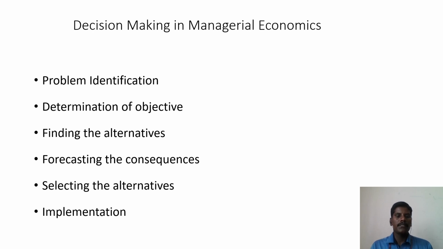The second one is determining the objective, and the third one is finding the alternatives, forecasting the consequences and opportunities of such alternatives, and selecting the best alternative to implement. And the final step is implementing such an alternative to solve the problem. So let us discuss one by one.